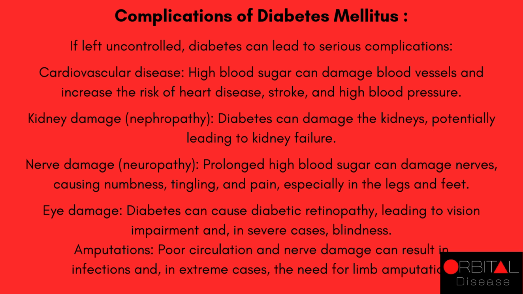Nerve damage. Neuropathy. Prolonged high blood sugar can damage nerves, causing numbness, tingling, and pain, especially in the legs and feet. Eye damage. Diabetes can cause diabetic retinopathy, leading to vision impairment and, in severe cases, blindness. Amputations. Poor circulation and nerve damage can result in infections and, in extreme cases, the need for limb amputation.